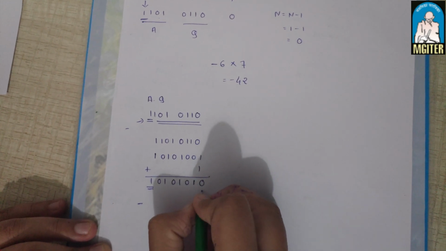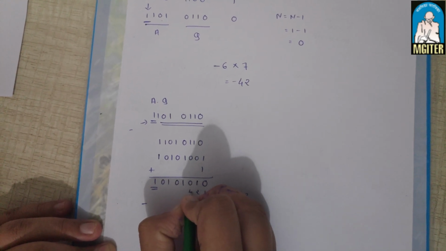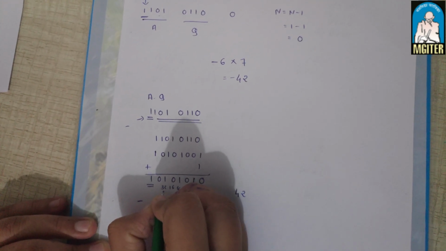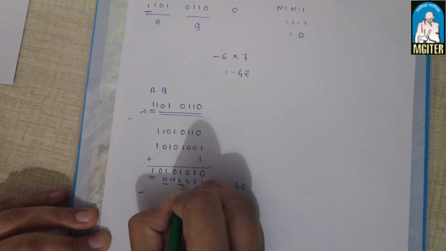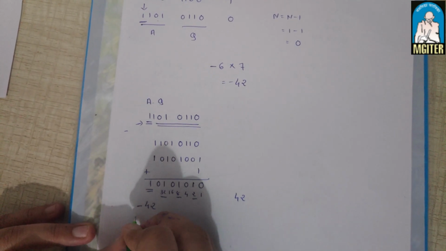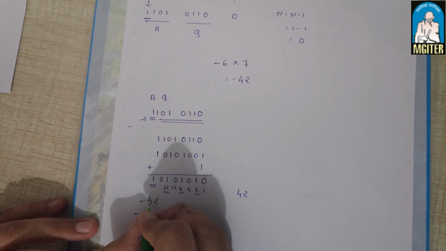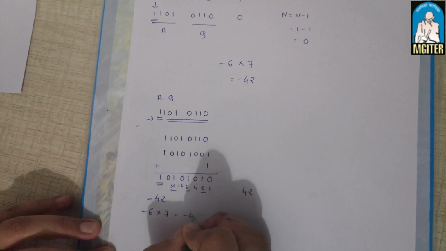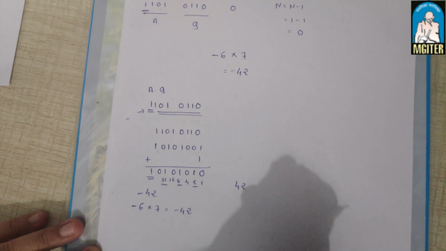Let's take 1, 2, 4, 8, 16 and 32. So 32 plus 8 plus 2 is 42. This one indicates minus, so this is minus 42. So minus 6 into 7 is minus 42. This is Booth algorithm. Let's take another example.